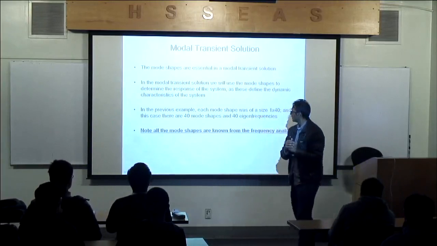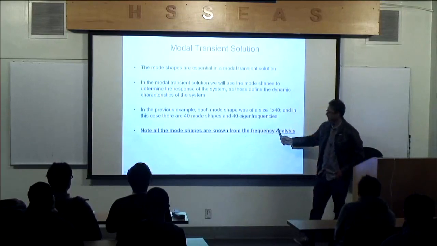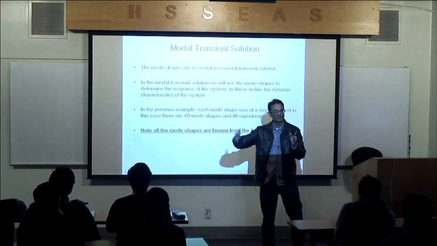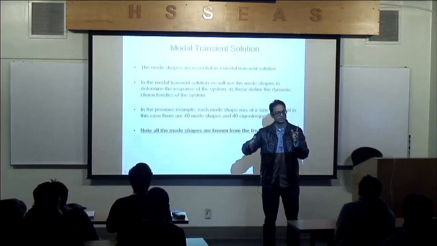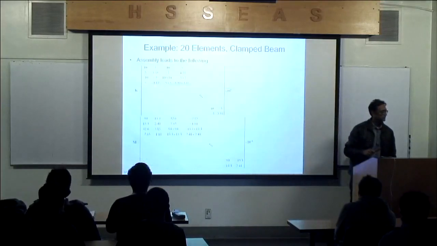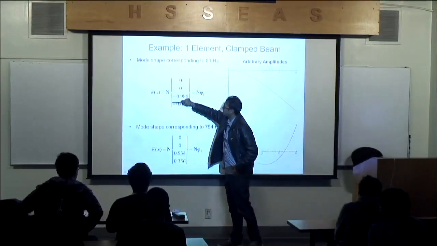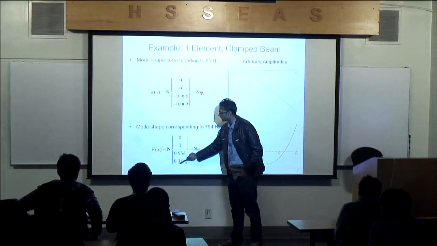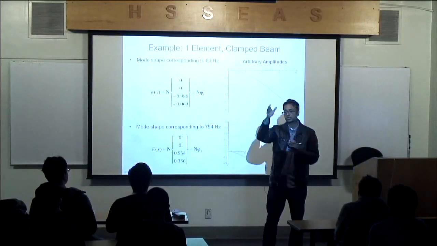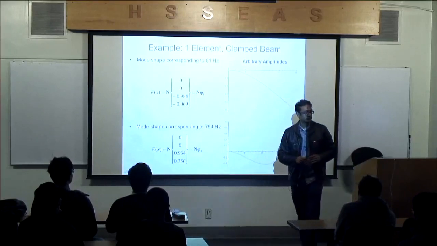Okay, I want you to note that all mode shapes are known from the frequency analysis. We know these values, these phis. This phi 1, phi 2, phi 3. You understand that? Let's go back and revisit the two-element example. In the two-element example, you can clearly see here, phi 1 is fully known. I know this. Phi 2 is fully known. Now, phi 1 and phi 2 can be scaled by a factor, by some amplitude, but in general, it's the shape, right? Yeah? Everybody got it?